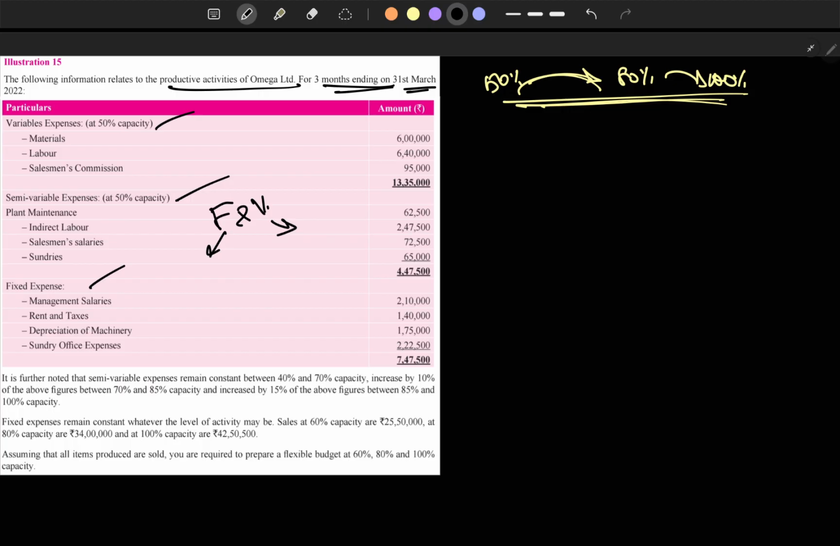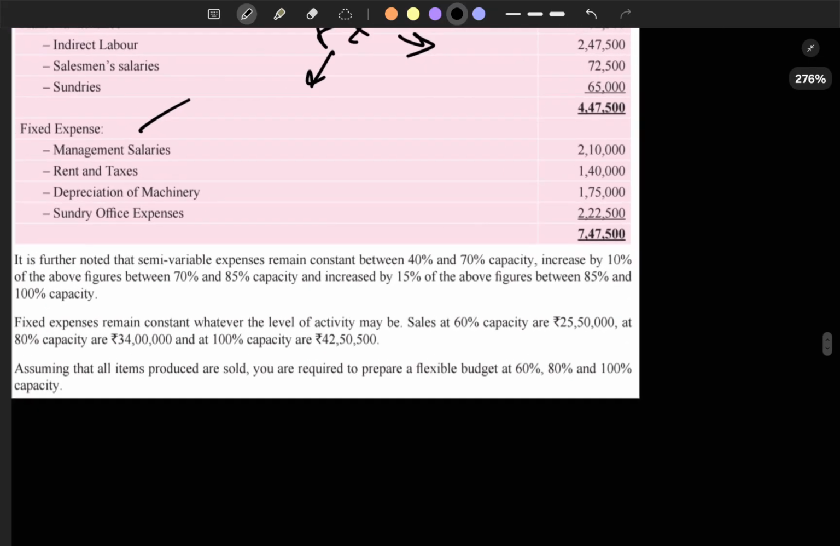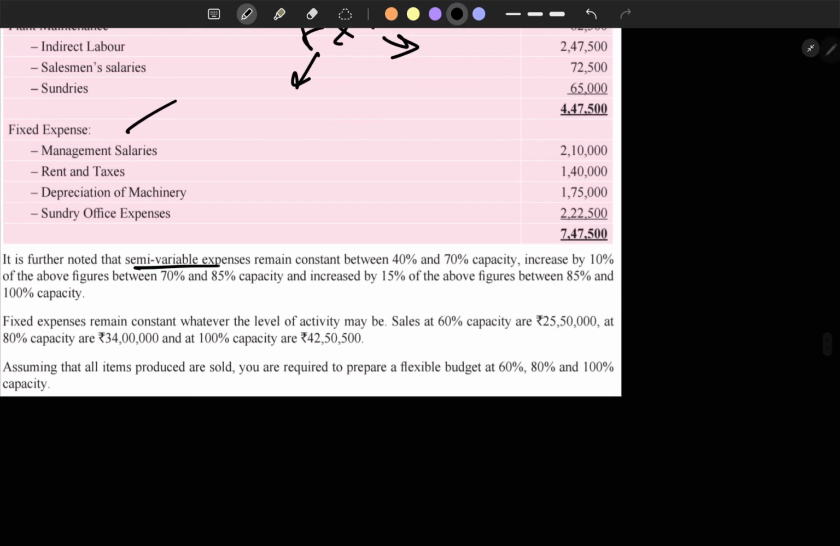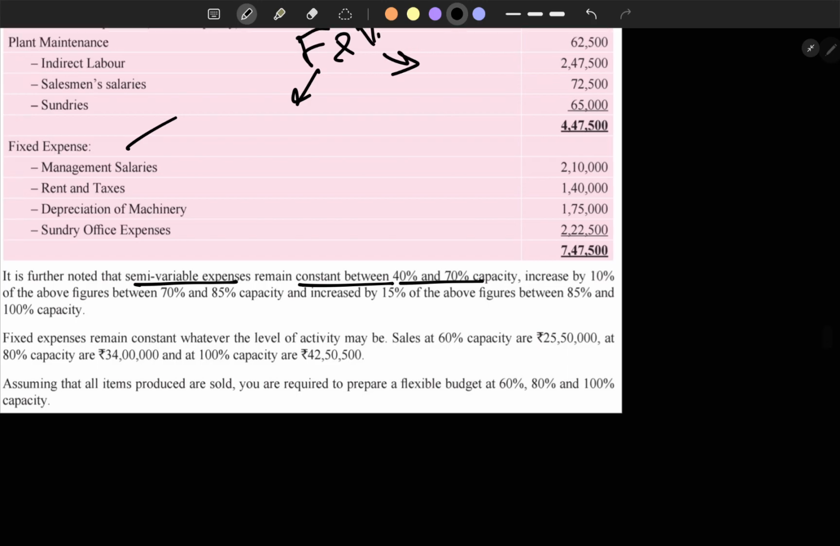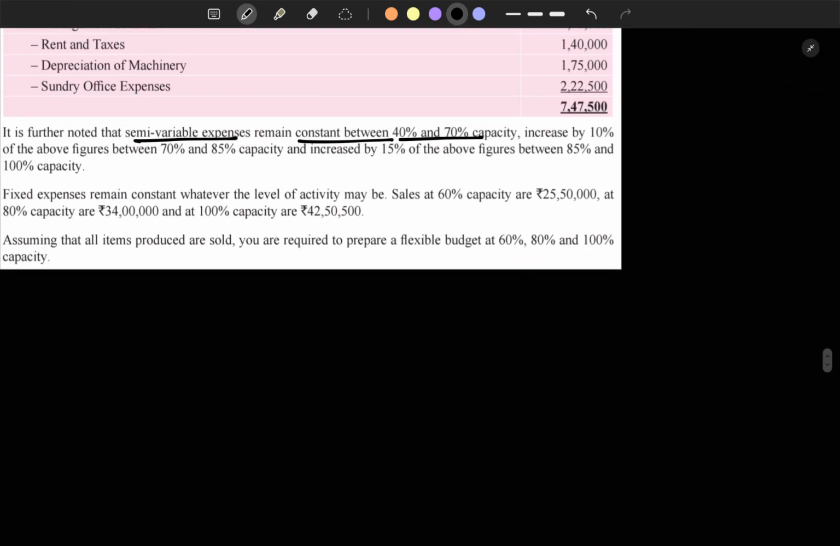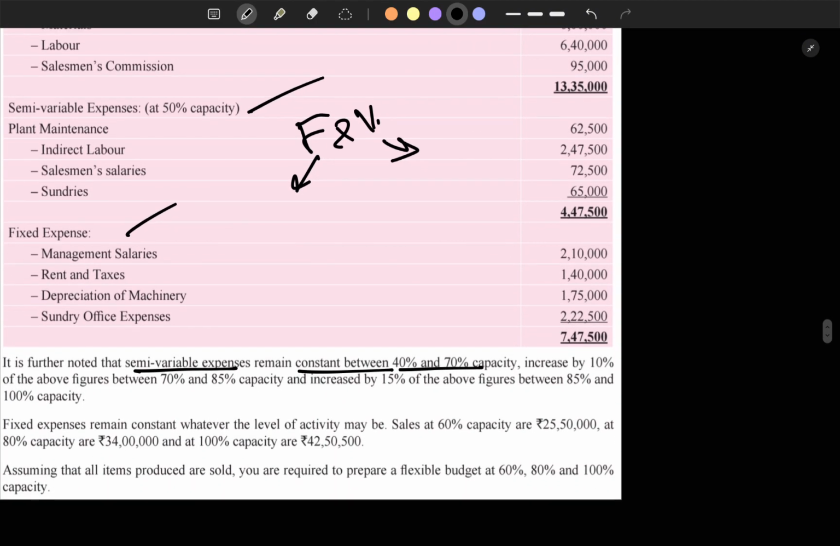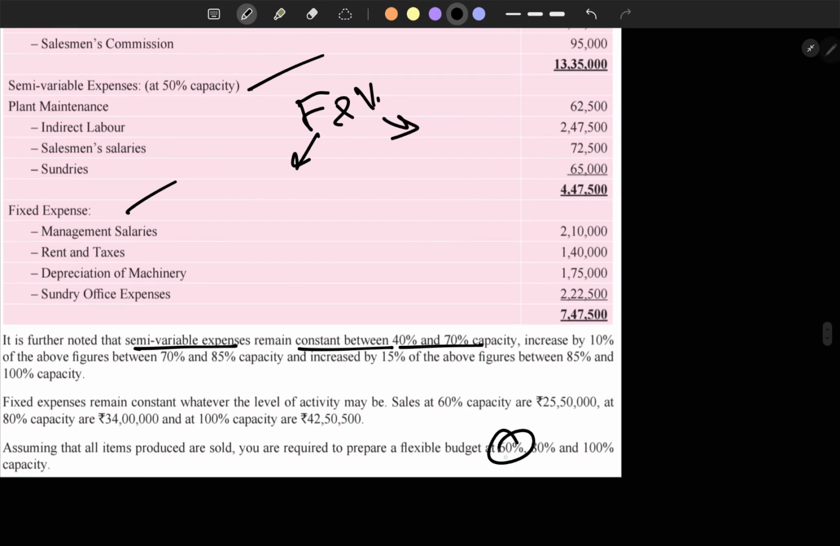Right. And then what other information is given here is, it is further noted that semi-variable expenses remain constant between 40 percentage and 70 percentage capacity. It's constant. The level given here is 50 percentage. What we need to find out is 60, no change, and 80 percentage also we are asked to find out. Okay, 80 percentage, 100 percentage. And it increases by 10 percentage between 70 percentage to 85 percentage, and then 15 percentage increase between 85 percentage to 100 percentage. 15 percentage, right, guys? And then fixed expenses remain constant at whatever level of activity.